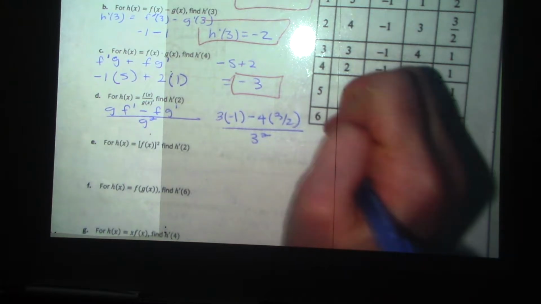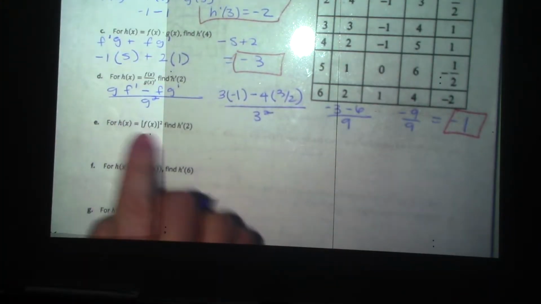Here I have functions dividing, so I'd have to use my quotient rule. So low d high minus high d low, underneath the low squared goes. So now I'm just doing it for 2. So g of 2 is 3, f prime of 2 is negative 1, minus f of 2 is 4, and g prime of 2 is 3 halves, underneath g of 2, oh yeah, g of 2 is 3, and it gets squared. So here I've got negative 3, negative 4 times 3 over 2, that would be 12 over 2, so that's just minus 6, all over 3 squared, which is 9, so that's negative 9 over 9, which is just negative 1.